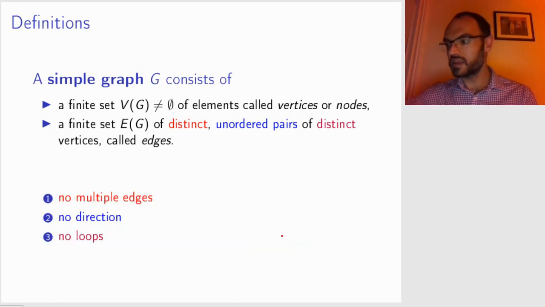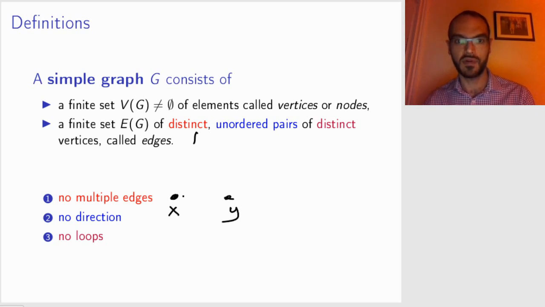Now, what do these fancy words mean? So the fact that our edges should be distinct pairs means that we do not allow multiple edges. So if we have a vertex x and a vertex y, this would mean that the pair xy occurs twice, and we don't want to have that.